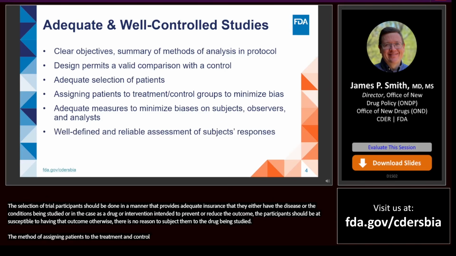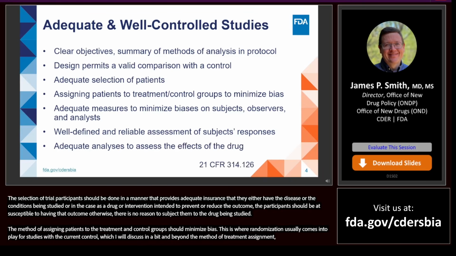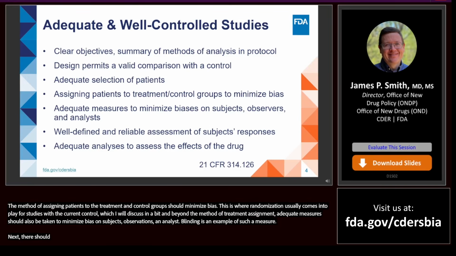Next, there should be well-defined and reliable assessments of how the individuals in a trial may respond to an intervention. That is, what outcome or outcomes are being measured? Are we certain that we're measuring what we intend to be measuring? And last, there should be analyses of the results of the study that are adequate to assess the effects of the drug. These should generally be pre-specified in the protocol or statistical analysis plan before the study begins.